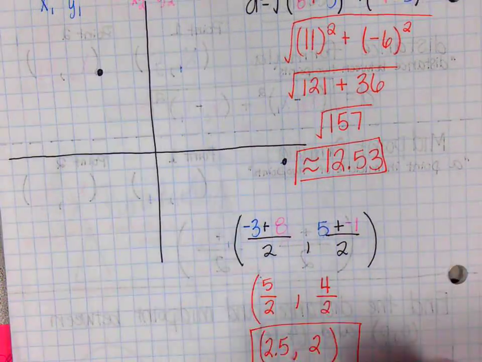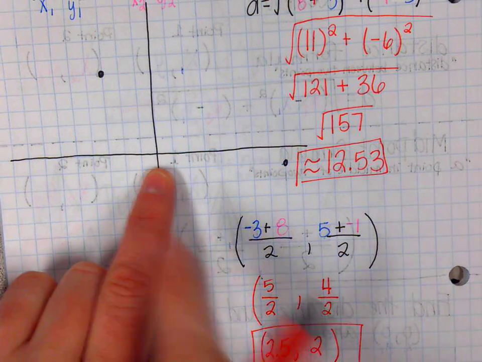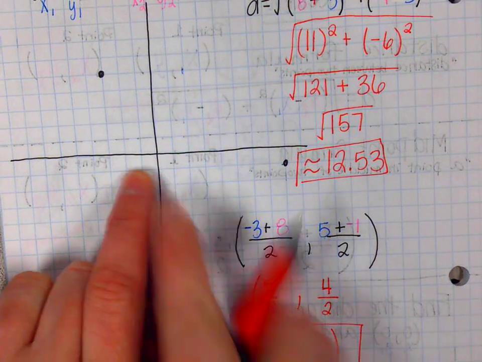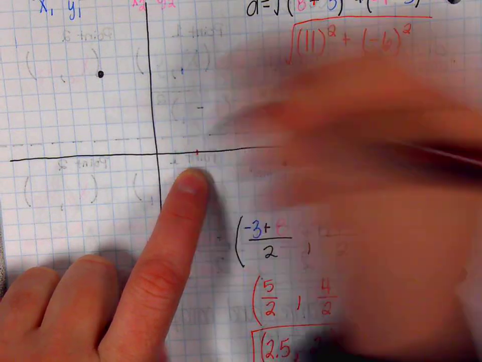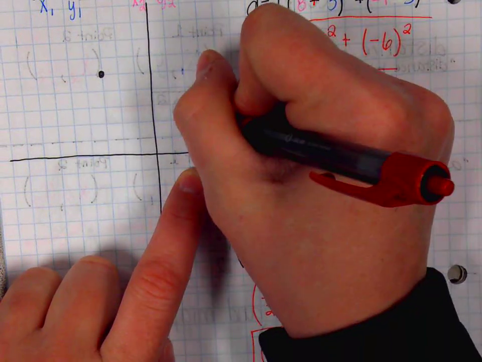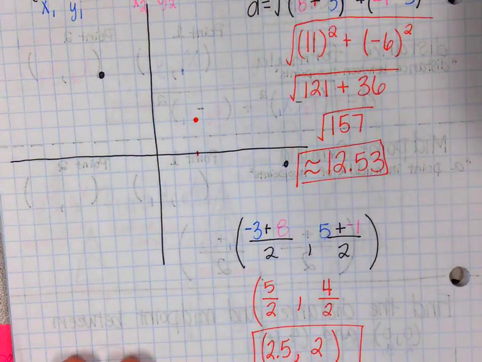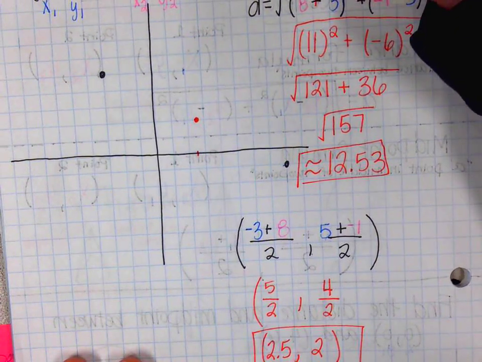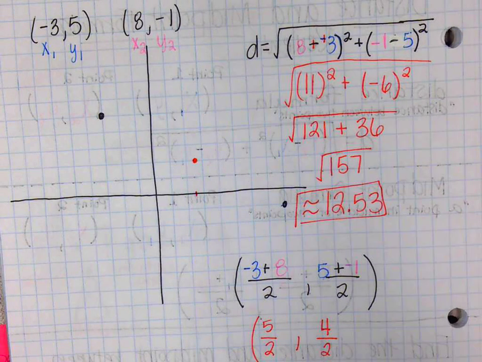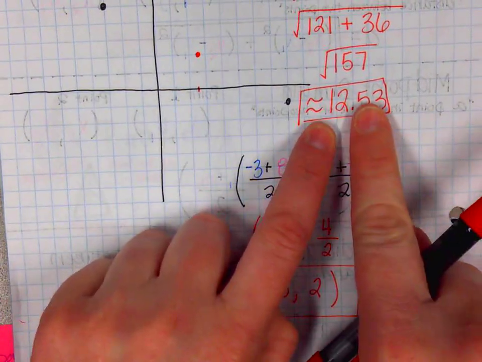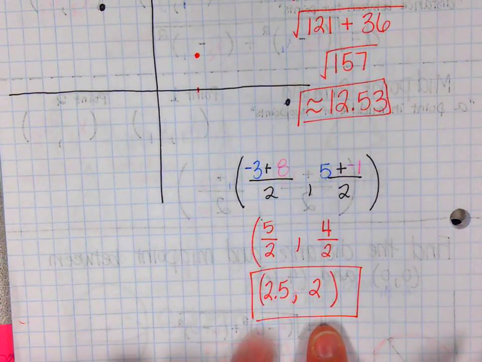So at that point, I'm going to go ahead and graph that just to make sure. I'm going along the x-axis 2.5, so 1, 2.5, and then I'm going to go up 2, so 1, 2. And that should be the midpoint. Okay? So that's how you find the distance and how you find the midpoint.